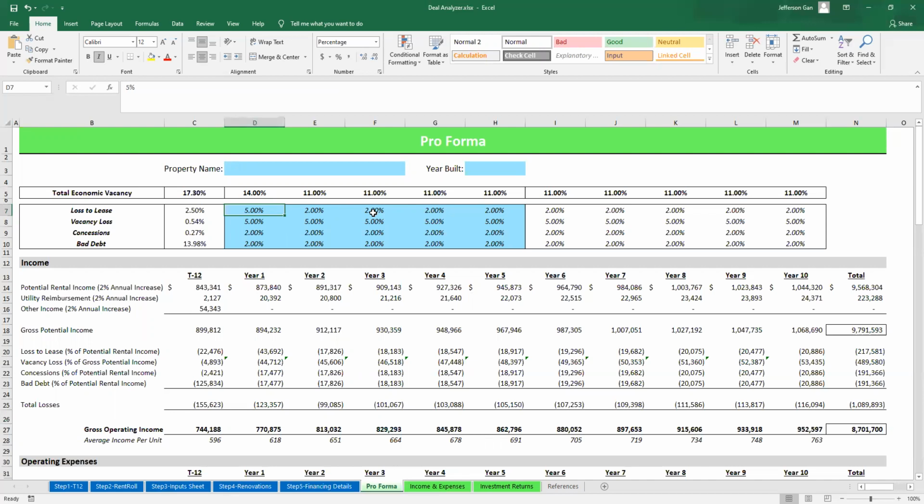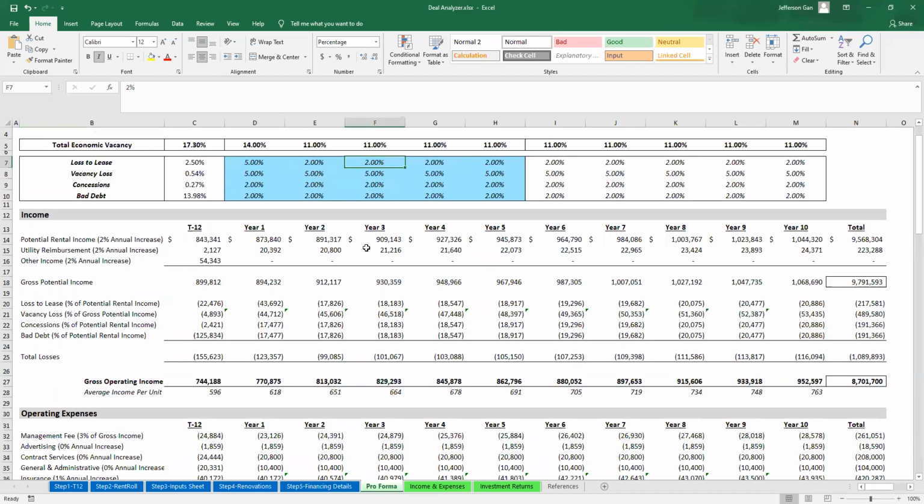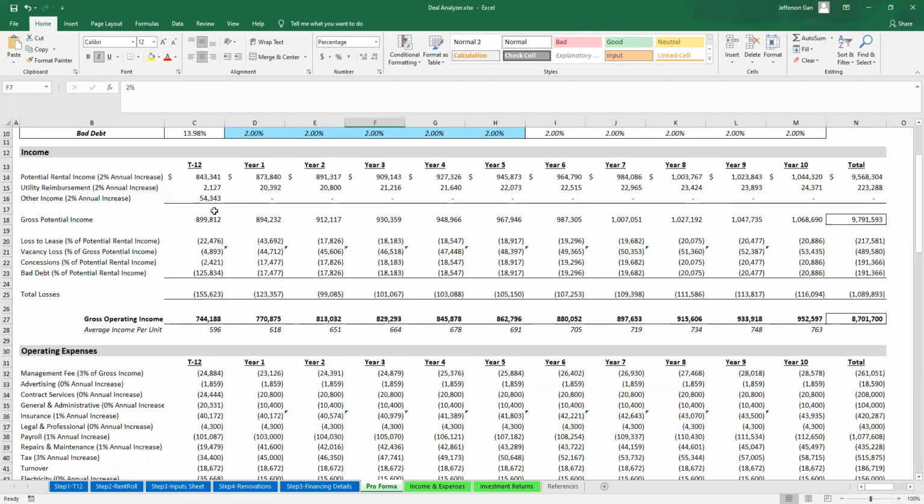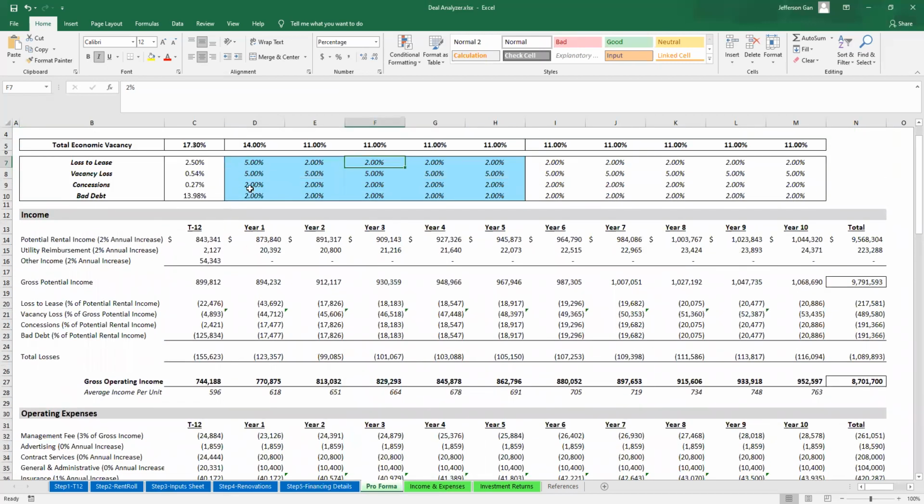So by year 3, the idea is it's now stabilized, so it will be less than 10%, or depending on the economic vacancy of that particular market, which most of the time is within maybe 4 to 7%. You will just tune this down so that from year 3 onwards, it will be lesser. So these are the year 1 projections.